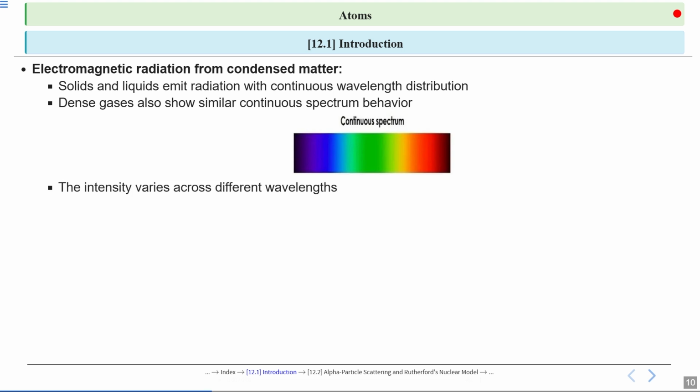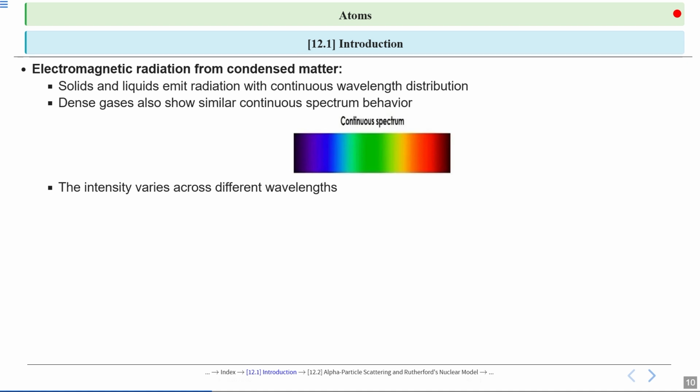So the intensity of this radiation isn't the same at all wavelengths. Some wavelengths are emitted more strongly than others, creating a curve when we plot intensity versus wavelength. For example, a hot object like a bulb emits more in the visible range, while cooler objects emit more in the infrared region.